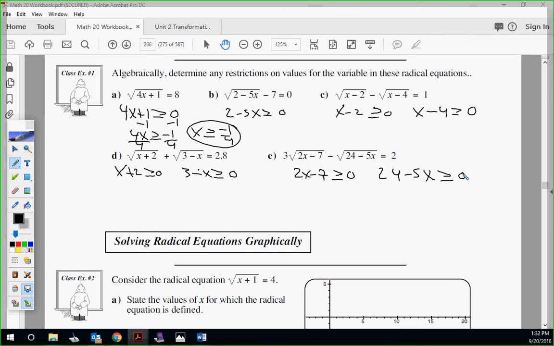Okay, so here we go. Minus the... divide by -5. Dividing by a negative, so you flip it. X is less than or equal to 2/5.